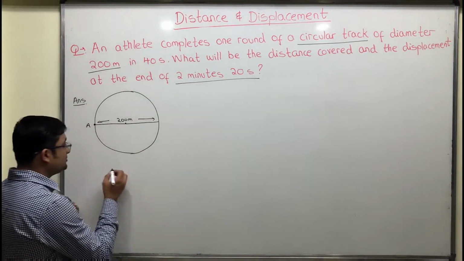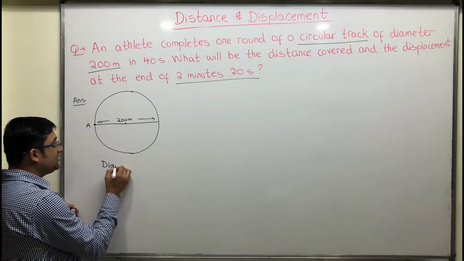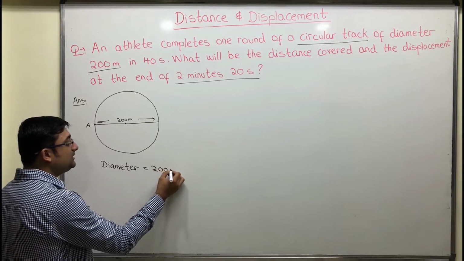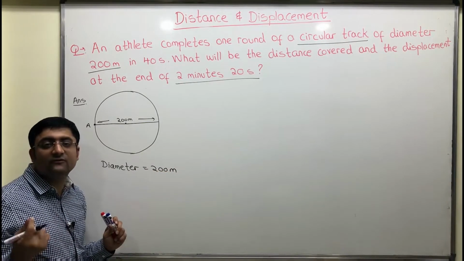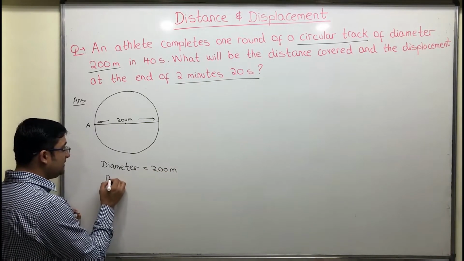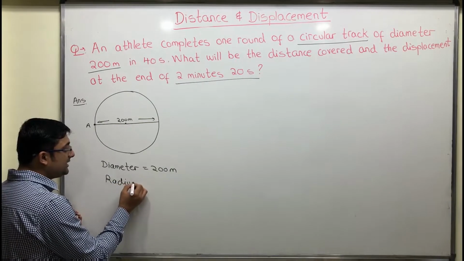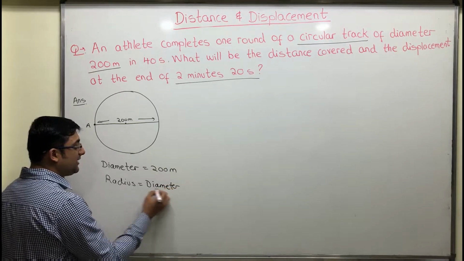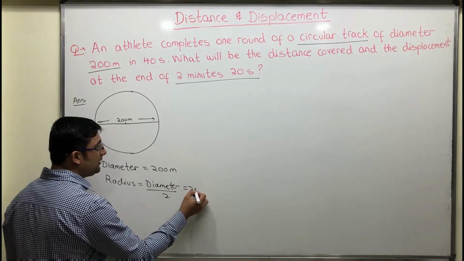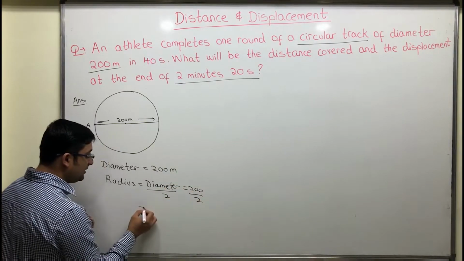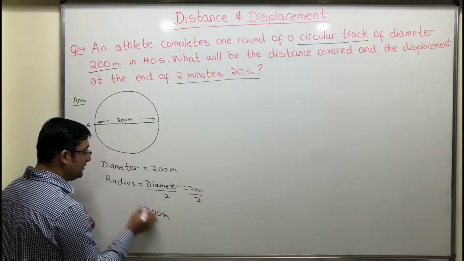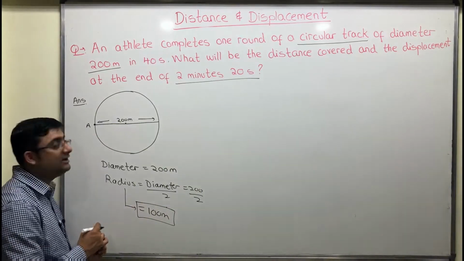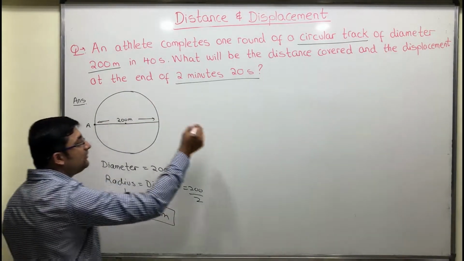So first thing given to us is the diameter of the track, 200 meters. See, guys, in a circle question, the first step is to get the radius. What is radius? It is half of diameter, that is diameter divided by 2, that is 200 divided by 2. So from here we get radius equal to 100 meters. Whenever we have a circle question, the first step is to find the radius.